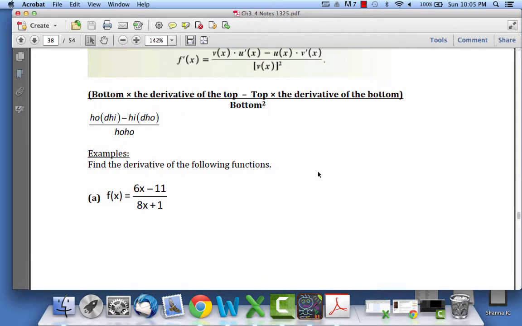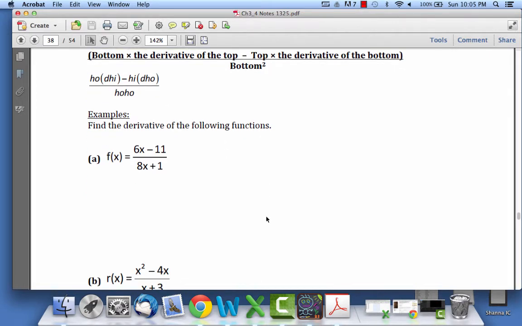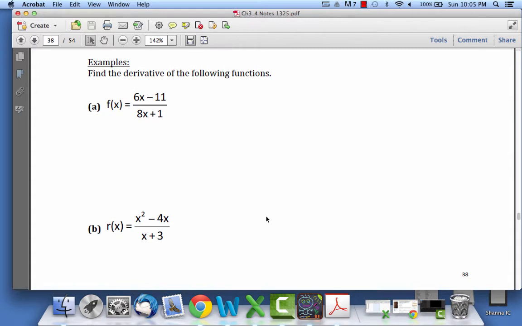Anyway, there are these other mnemonics if you want to use them to remember it. There's also low-d high minus high-d low over low squared. But I'm pretty much always going to use the UV version.